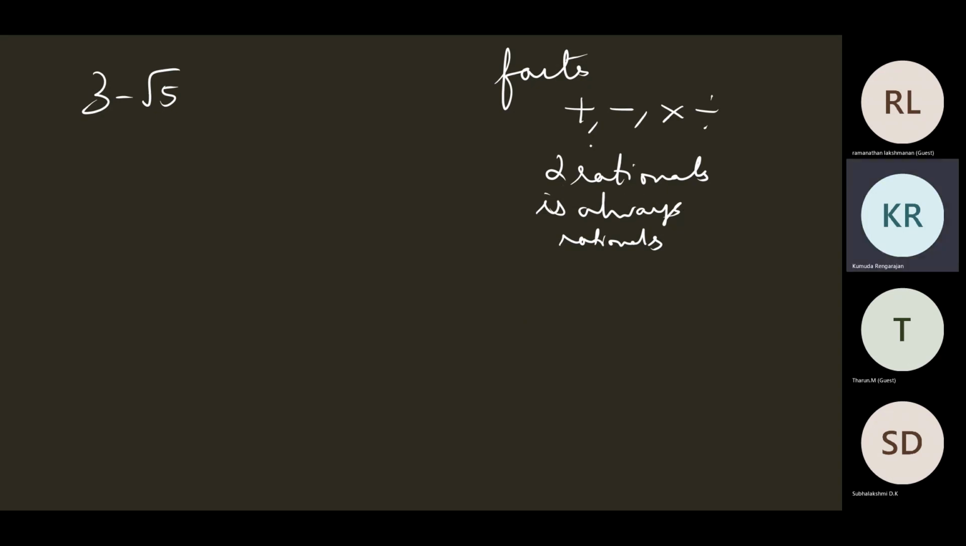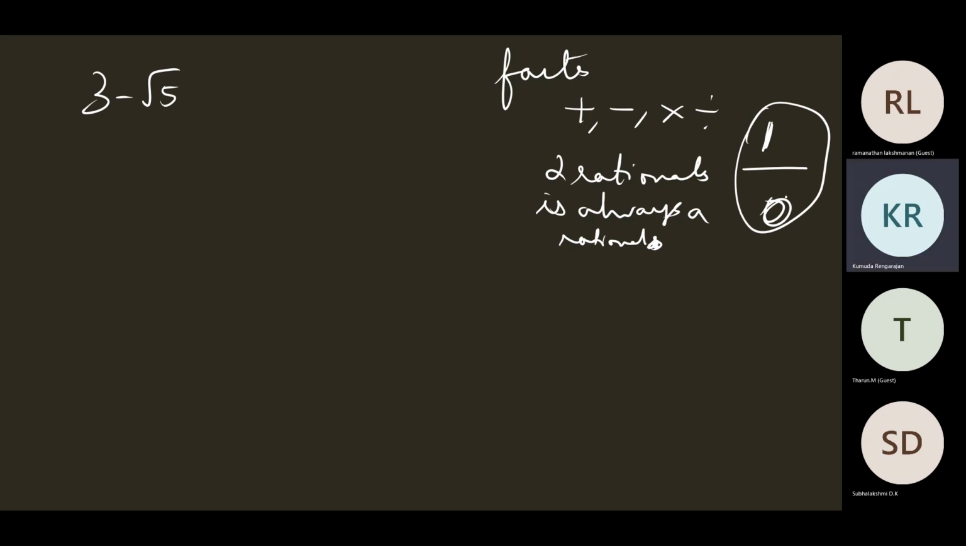Yeah, so we know that the sum, difference, product, and quotient of two rationals is always a rational. Using rationals, you cannot get an irrational value, except for division by zero, which I don't have to mention. One is an integer, zero is an integer, but division by zero is not defined. So I'm not mentioning the exception. Only this is an exception: division by zero.